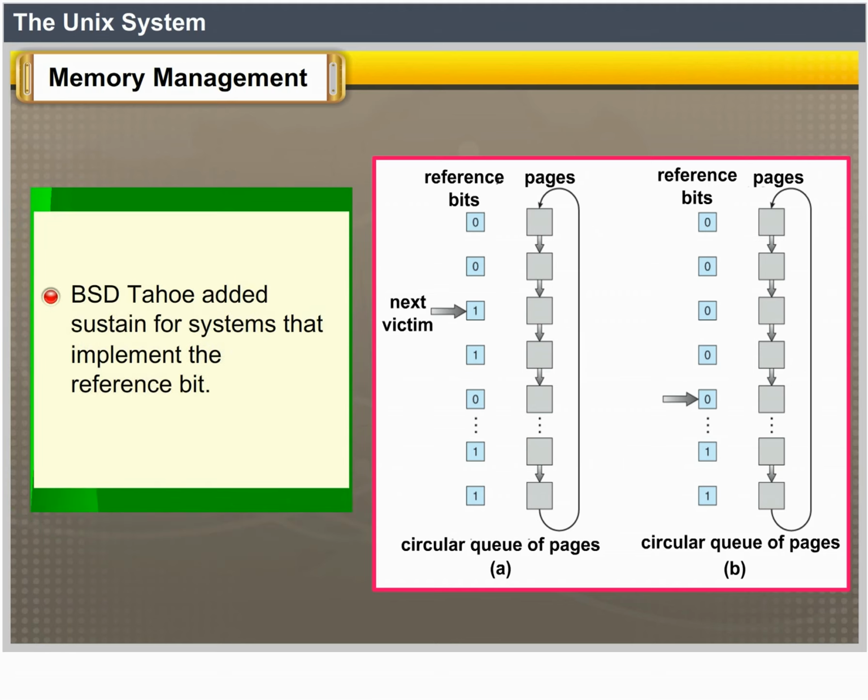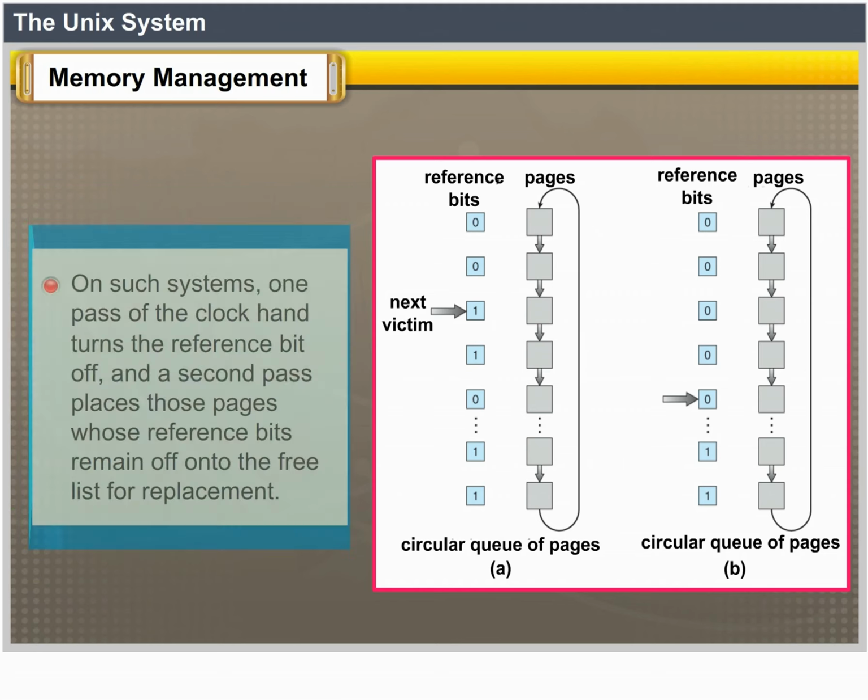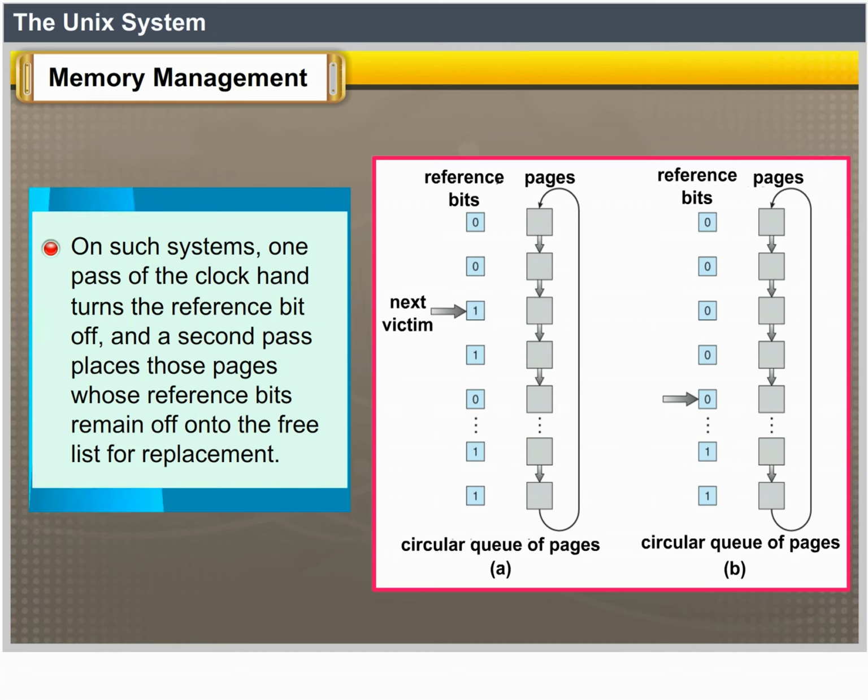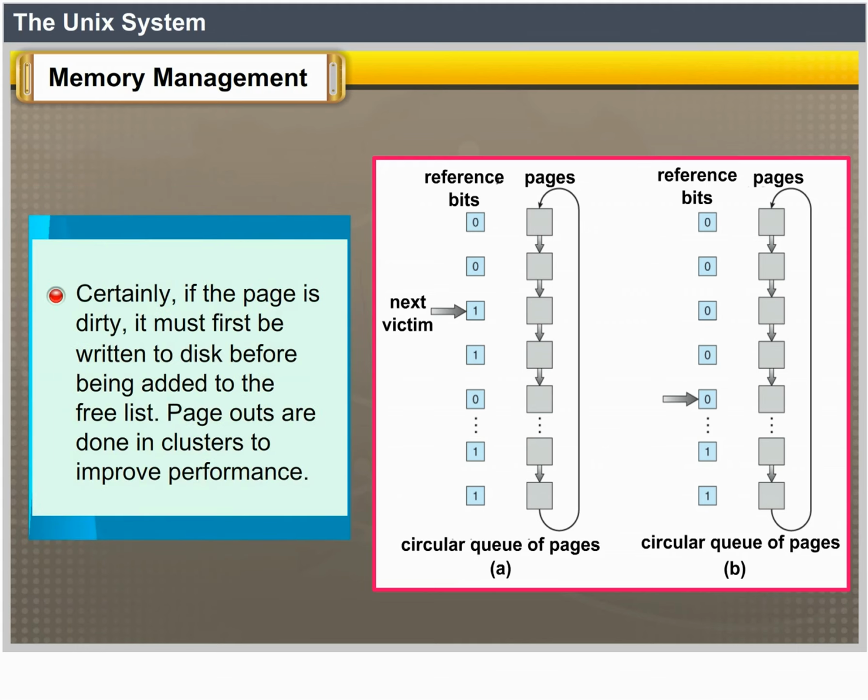BSD Tahoe added support for systems that implement the reference bit. On such systems, one pass of the clock hand turns the reference bit off, and a second pass places those pages whose reference bits remain off onto the free list for replacement. Of course, if the page is dirty, it must first be written to disk before being added to the free list. Page outs are done in clusters to improve performance.